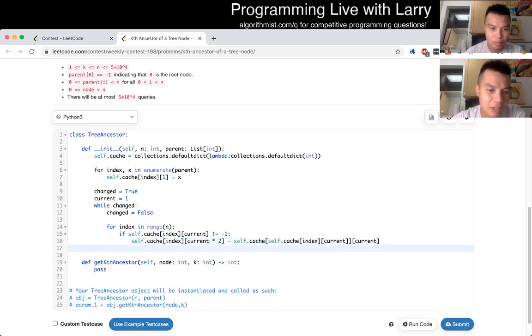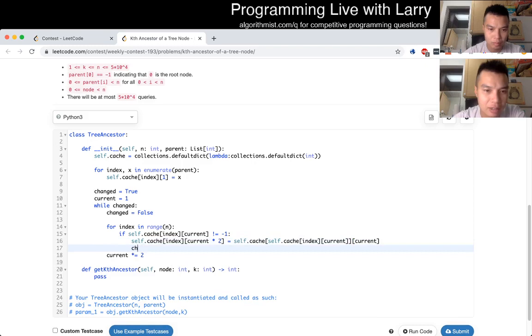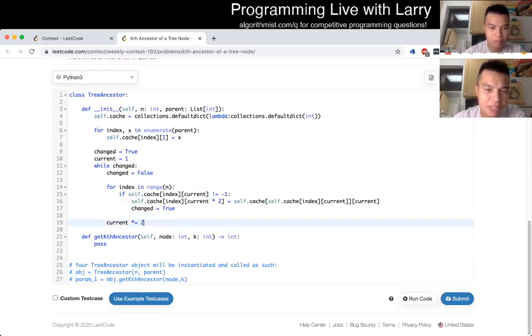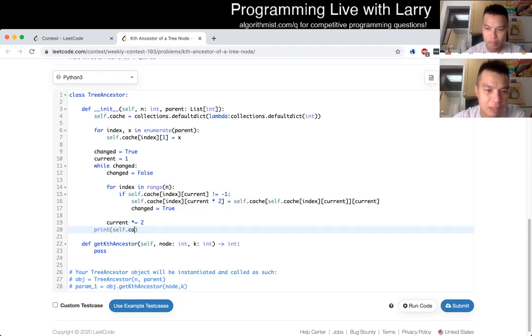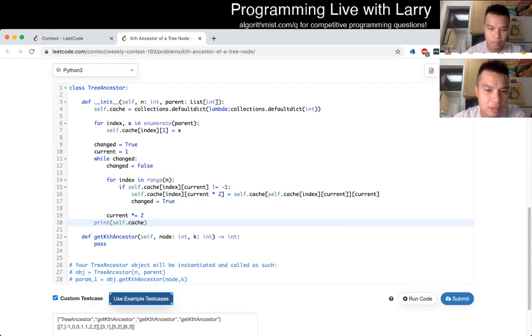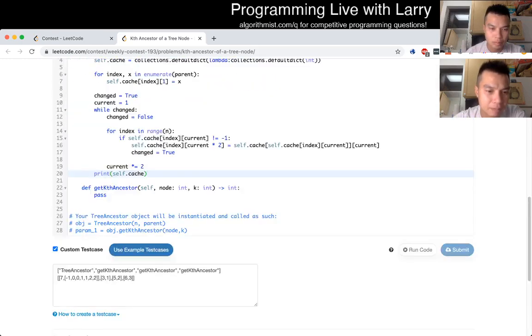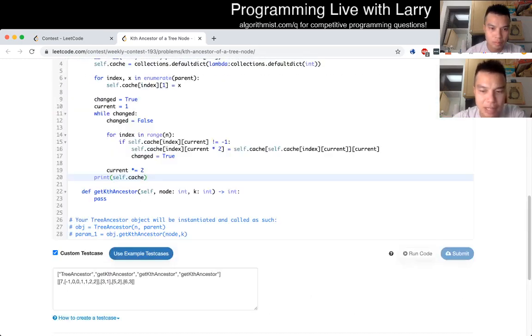And again, the lack of familiarity means that my base case wasn't quite correct. So yeah, I probably could have just changed the default dictionary, to be honest, but maybe that should be okay. But yeah, now I went into a runtime error.